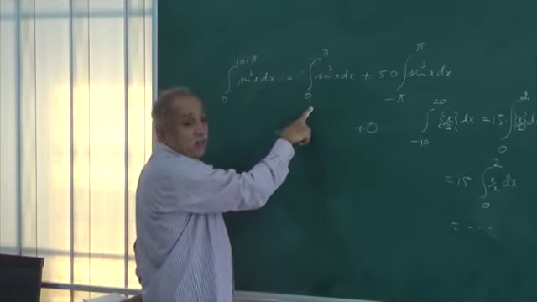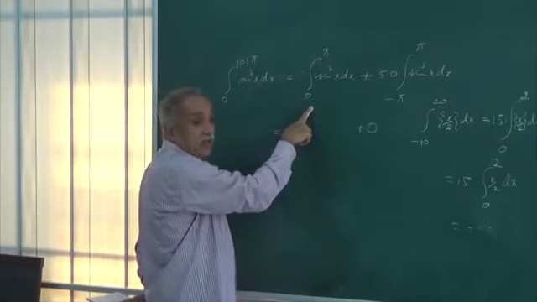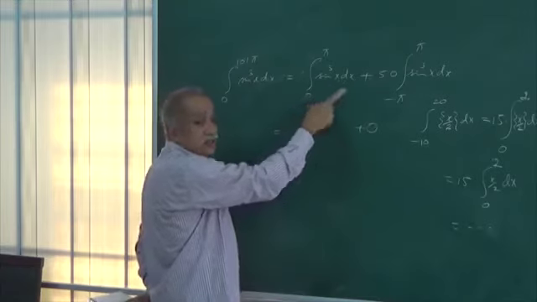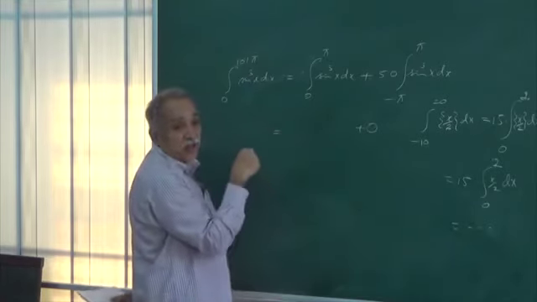How about this? Several methods are there. One method, use of formula for sin 3 theta. Another method, sin square x into sin x, 1 minus cos square into sin. Use of substitution, cos x equal to t.